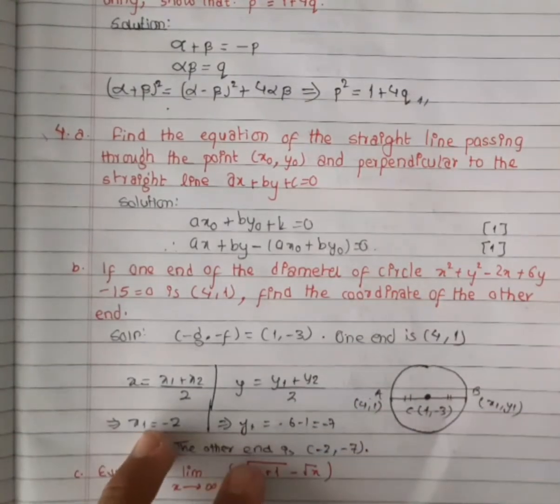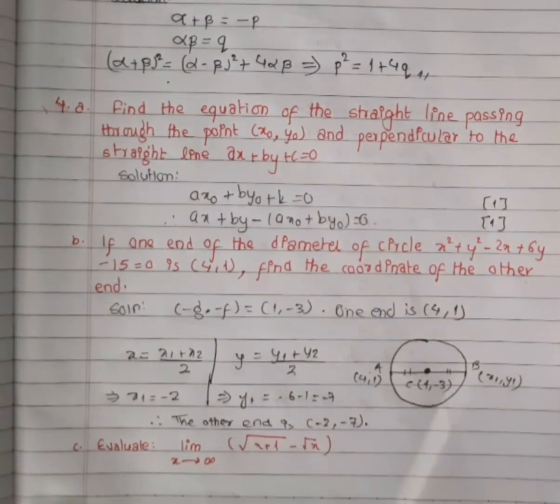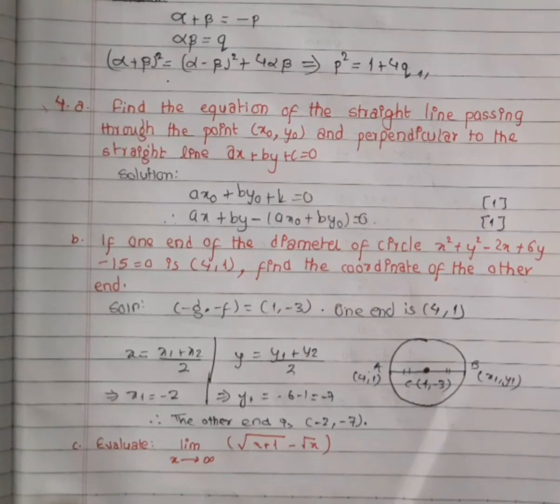Then question number c, you can see the question. Limit x tends to infinity, root over x plus 1 minus root x. You can try this question by pausing the video. The solution is in the next part.